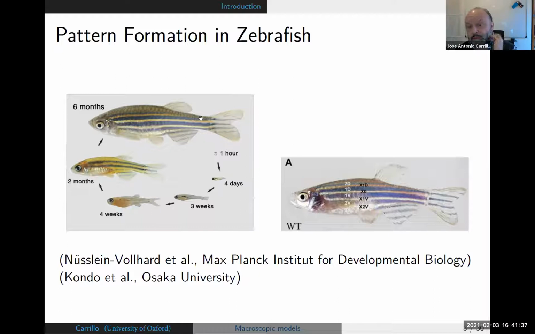But essentially the question here is how these stripe patterns form in the skin of growing zebrafish, based on the interaction of very few types of cells. In fact, it's very well known what the cells involved are, and there are very detailed properties about the interaction of the different types of cells. I will come back to that later. So these are the two experiments that triggered my attention to this.